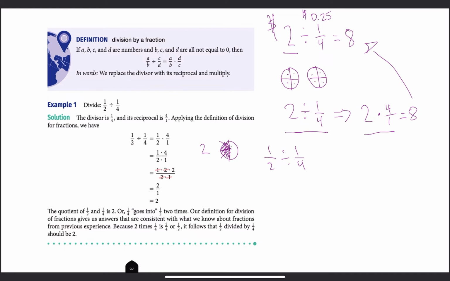Now let's do the math here. So what I'm going to do is, instead of dividing by a quarter, I'm going to multiply by its reciprocal. Then when I multiply fractions, I multiply straight across. And then always reduce whenever possible. 4 divided by 2 is 2. And that happens to be what I predicted it would be.